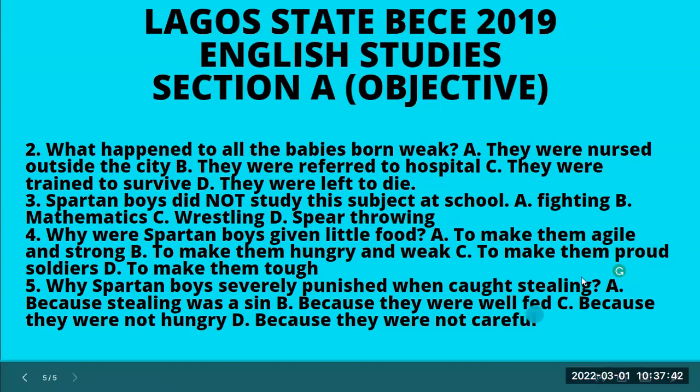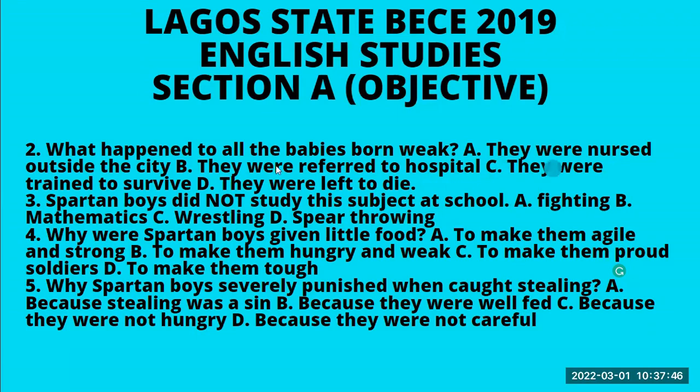Okay, so let's look at the options. What happened to all the babies born weak? A, they were nursed outside the city. The passage will tell us. They were referred to hospital. They were trained to survive. They were left to die. So we already have this. We are looking for this already, it activates something in our mind. It gives us a picture of what we are going to look for in the passage. So we don't just waste our time reading, all right?